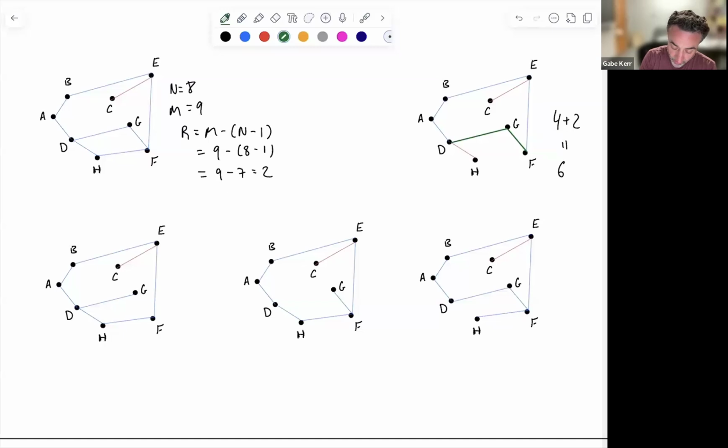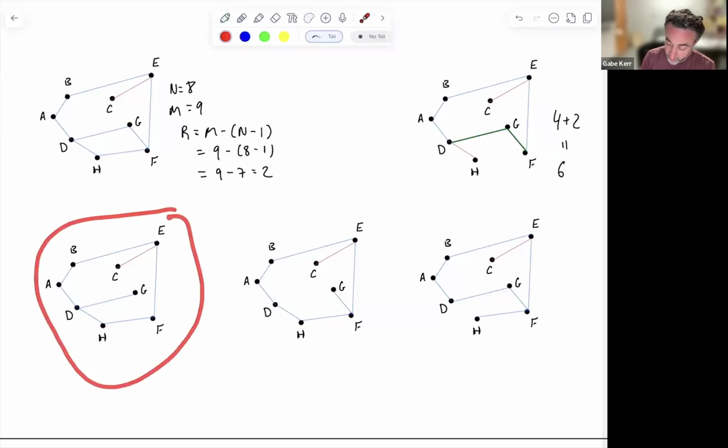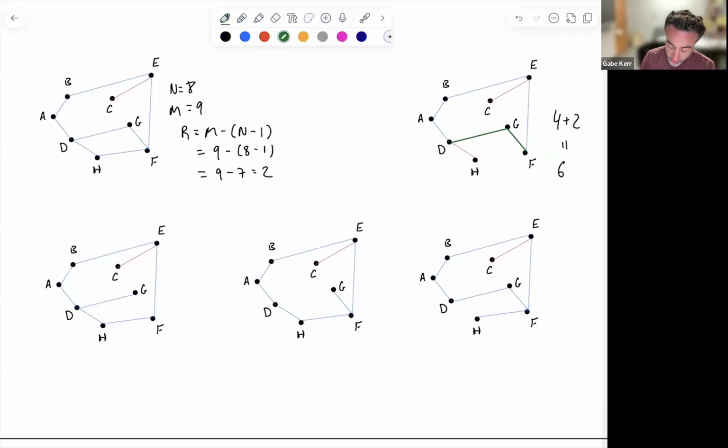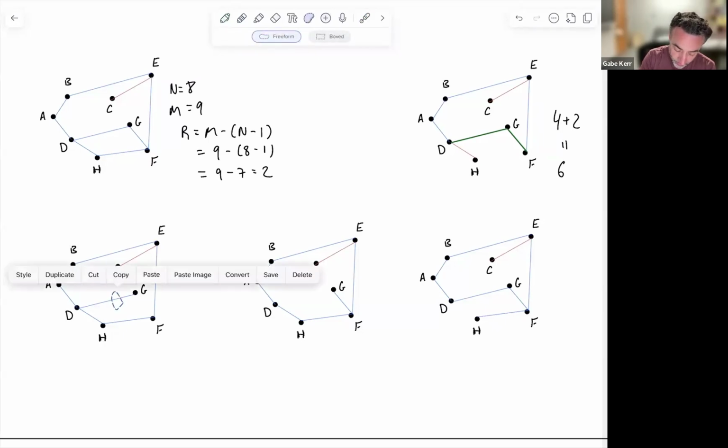So now we can look at this case where we've removed G and F. And for G and F, well, we've got a new bridge. This is a new bridge here.